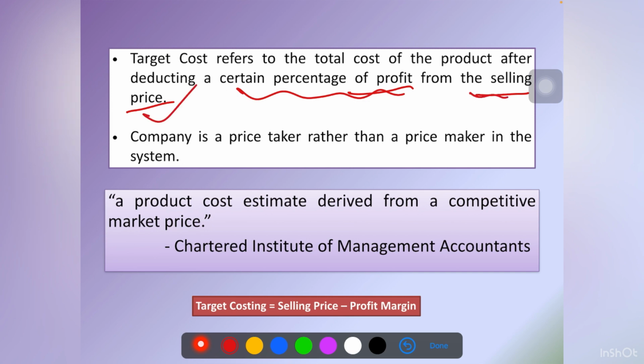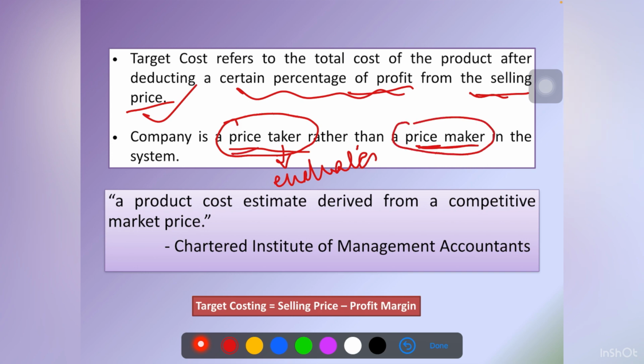Another feature is that the company is a price taker rather than a price maker. Now what does this mean? As a price taker, the company evaluates everything before setting the prices. Why? Because there are a number of competitors in the market. That is why the company is the price taker. It cannot simply go and set its price. It has to sustain in the market. Therefore, it has to be competitive, and hence it is a price taker and not a price maker that can set its price on its own.